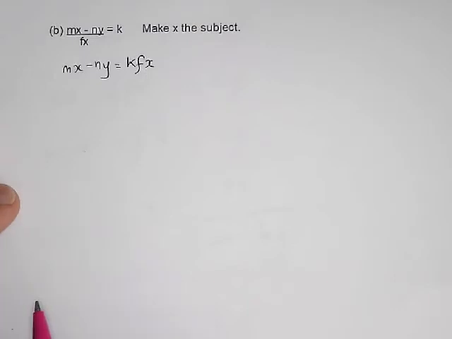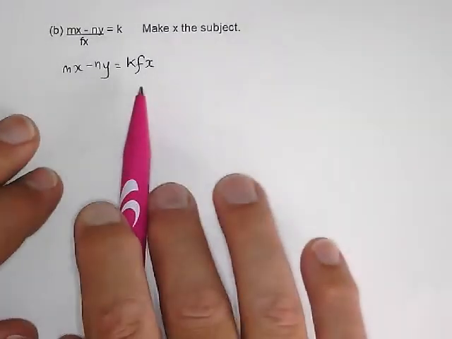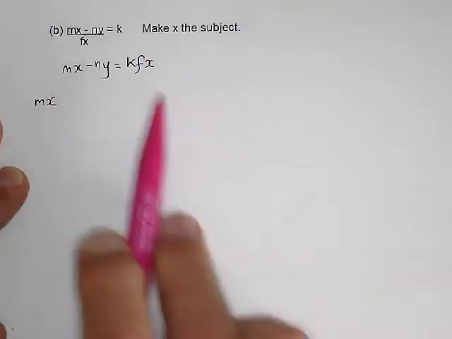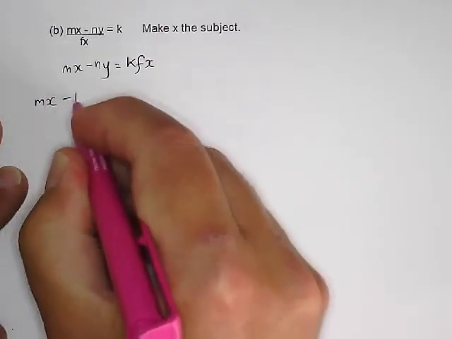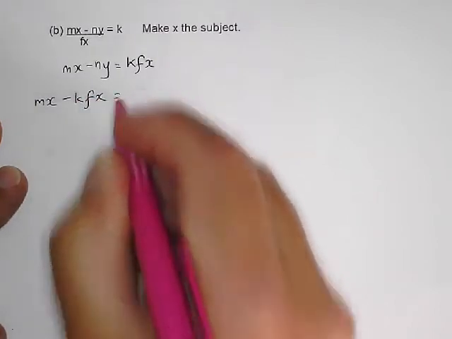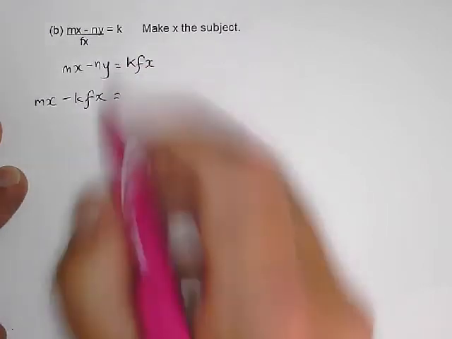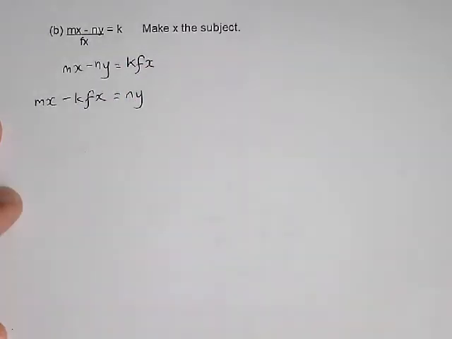Now because I'm making x the subject of the formula, everything with an x will go to one place, so I'm going to take my x's to the left. So mx will stay on the left, and the kfx will come over and be minus kfx. Now because ny hasn't got an x in it at all, I'm going to take that to the right hand side, and that will be ny.